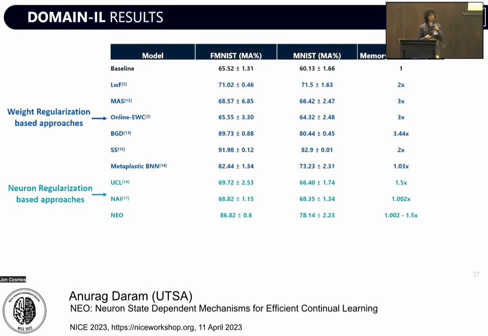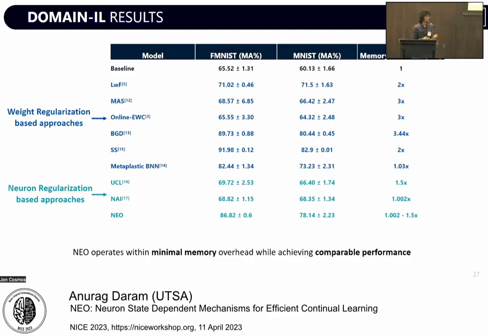But when you switch to domain IL scenarios, as you can see for Fashion MNIST, the weight regularization approaches are performing way better than the neuron-based regularization approaches. And you can see that NEO performs much better than the other weight and neuron regularization approaches, and has a minimal memory overhead. As you can see, the neuron regularization approaches have very little overhead, but they're not able to perform well. So that is something which NEO is able to address.